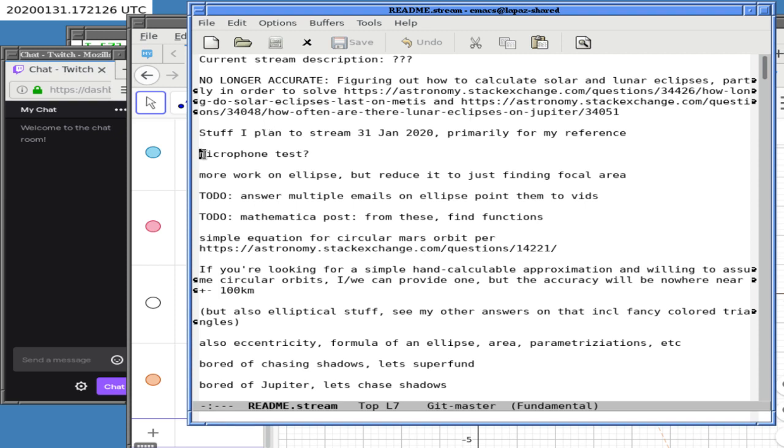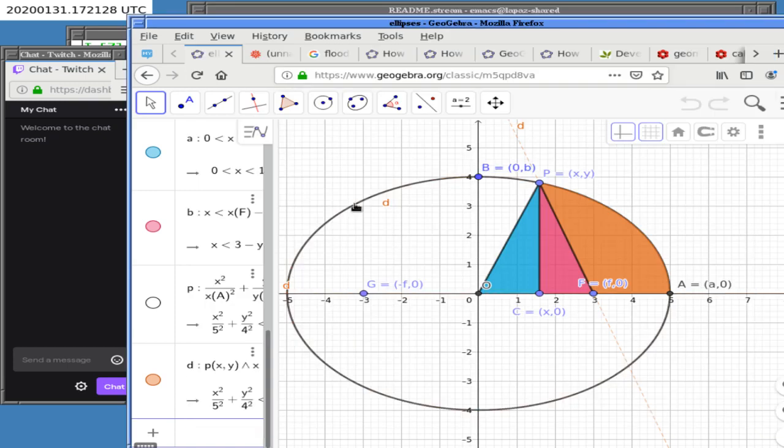Yesterday, I'm not even going to bother to recap what we're doing. I'll do a brief recap. We were looking at ellipses, and we got pretty fancy with them. We got to this point here, which actually, to be honest, is a little bit too far.